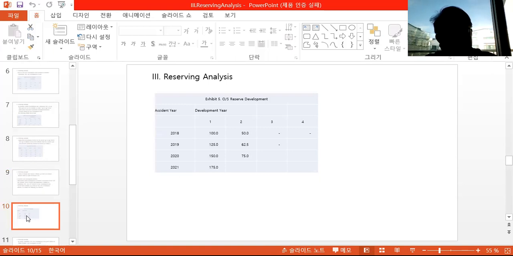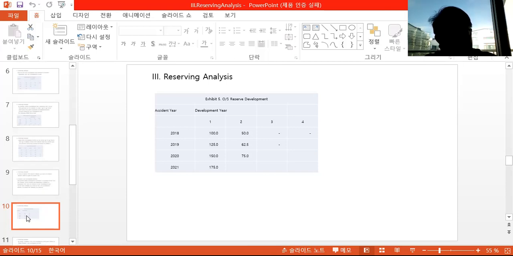It shows that for accident year 2018, in the first year there is $100 of case outstanding reserve. That amount is $50 in the second year, and there are no reserves in the third year and fourth year. All claims are closed at the end of the third year. The same outstanding reserve amounts are shown for accident years 2019, 2020, and 2021.